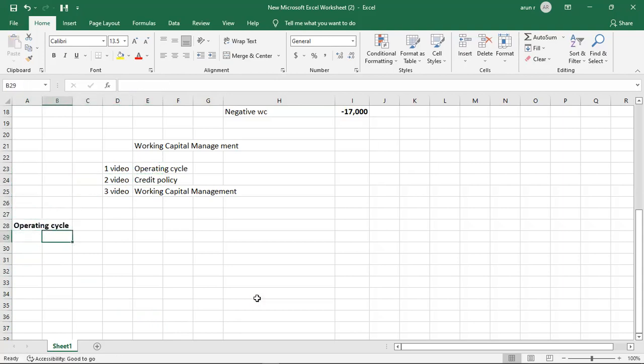Operating cycle. What is operating cycle? Operating cycle means we find out the period of how many days until the next working capital is required. Like that, we find out the number of operating cycles in a year, the number of times we get the working capital in the year.